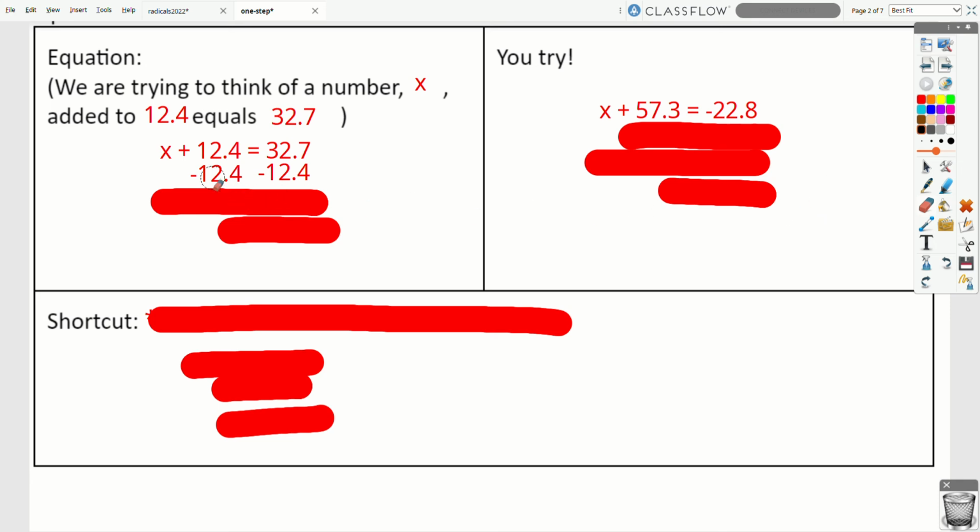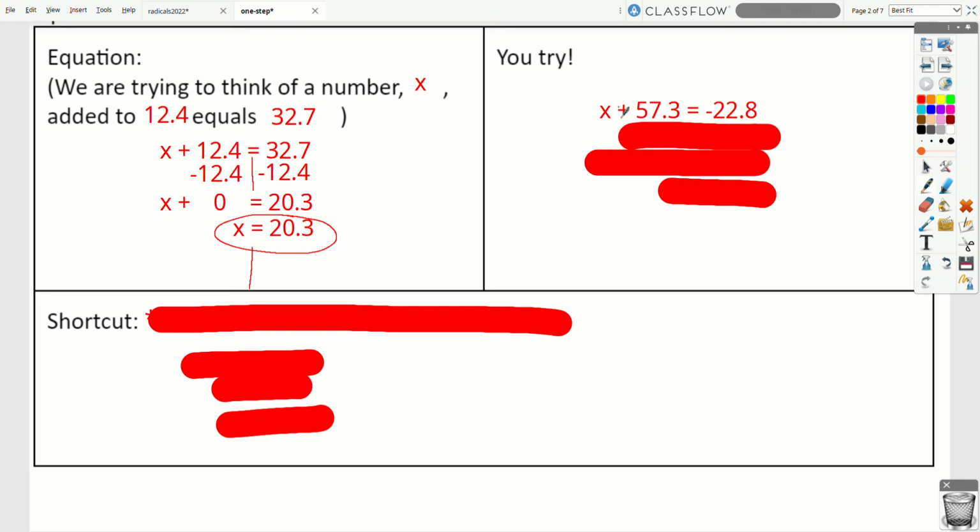When we subtract 12.4 from both sides of the equal sign, which we can divide with a line down the middle like this, we subtract 12.4 from this side. 12.4 minus 12.4 is 0. And 32.7 minus 12.4, put that in the calculator, and that's 20.3. So we can rewrite the x plus 0 as just x, because anything plus 0 is the same thing. x equals 20.3. So this is how we find our answer. We do the opposite to both sides of the equation.